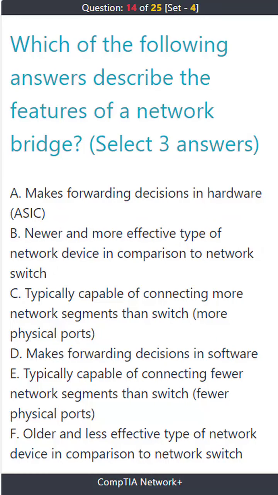Question 14. Which of the following answers describe the features of a network bridge? Select 3 answers. A. Makes forwarding decisions in hardware, ASIC. B. Newer and more effective type of network device in comparison to network switch. C. Typically capable of connecting more network segments than switch, more physical ports. D. Makes forwarding decisions in software. E. Typically capable of connecting fewer network segments than switch, fewer physical ports. F. Older and less effective type of network device in comparison to network switch.